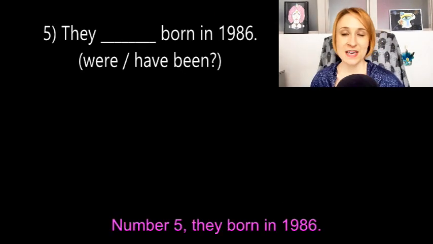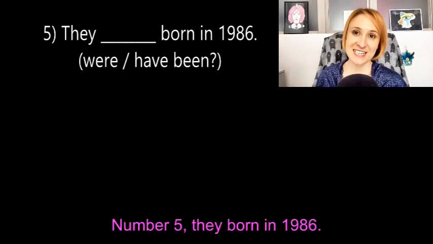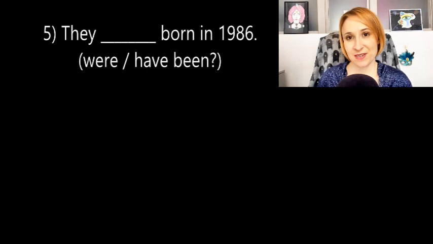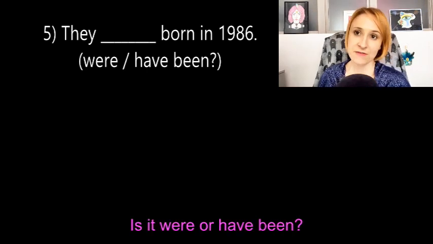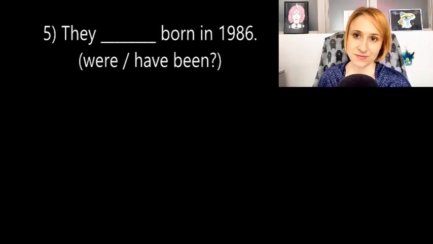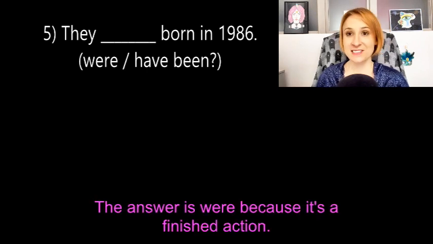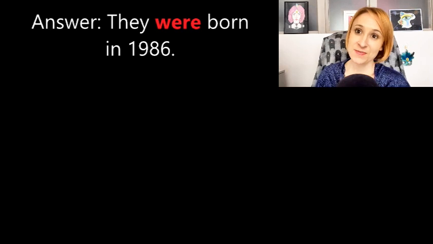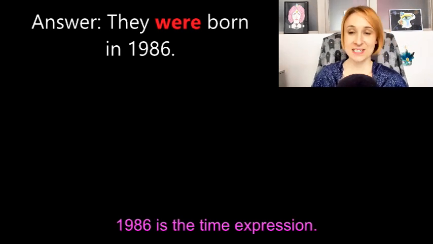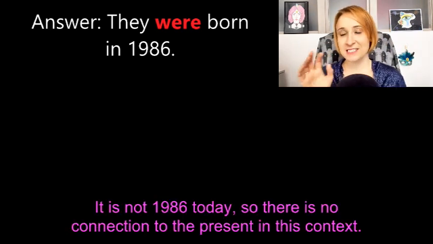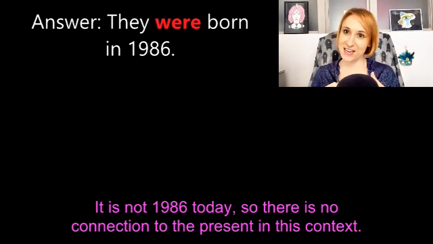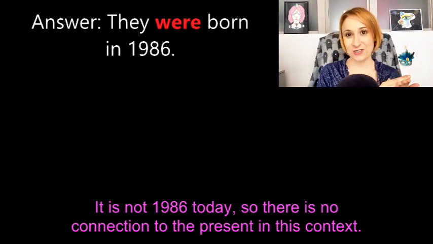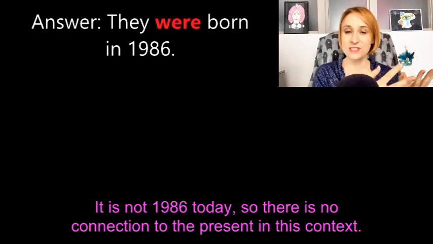Number 5, they born in 1986. Is it were or have been? The answer is were, because it's a finished action. 1986 is the time expression. It is not 1986 today, so there is no connection to the present in this context.